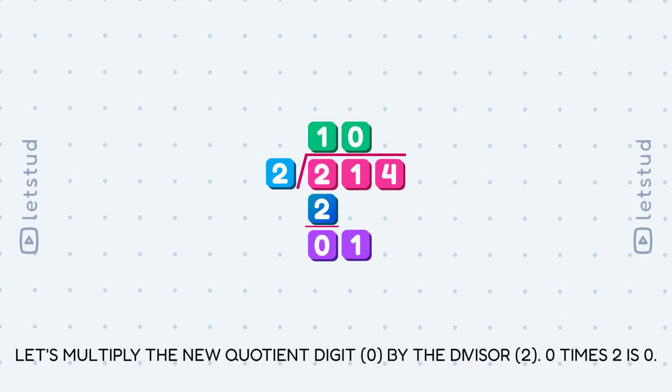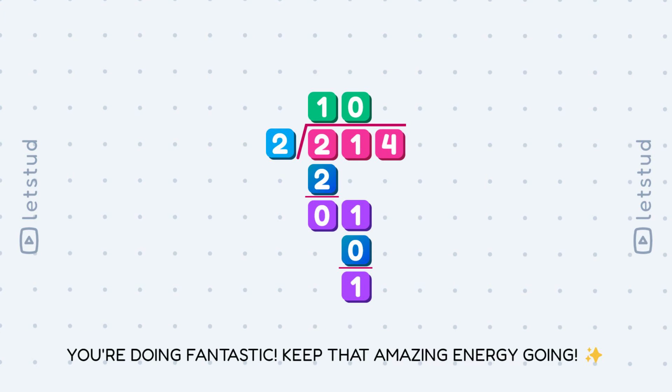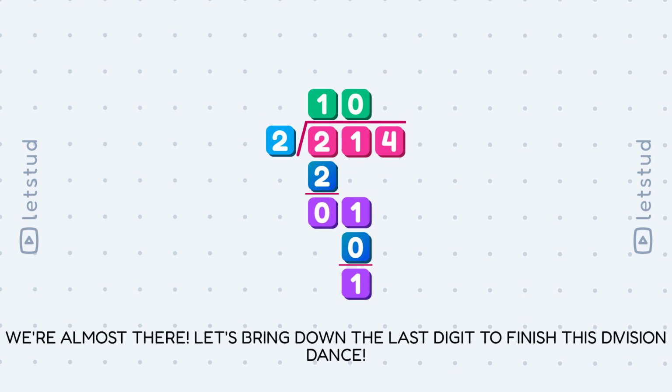Let's multiply the new quotient digit, 0, by the divisor 2. 0 times 2 is 0. Now subtract the product 0 from our partial number 1. 1 minus 0 is 1. That's our remainder for this step. You're doing fantastic. Keep that amazing energy going, Sparkles. We're almost there. Let's bring down the last digit to finish this division dance.